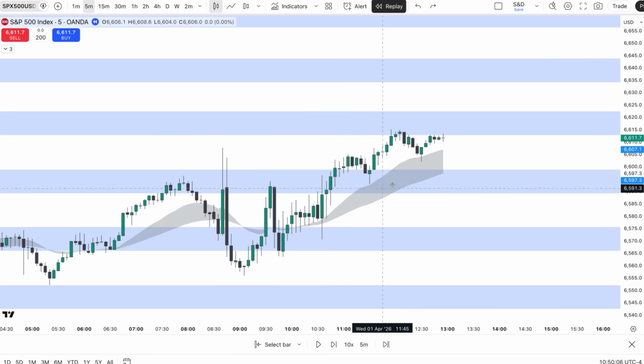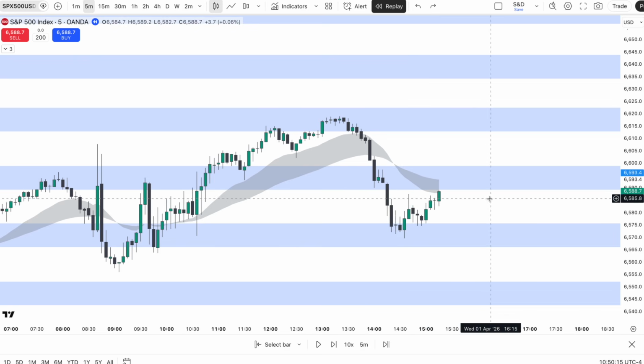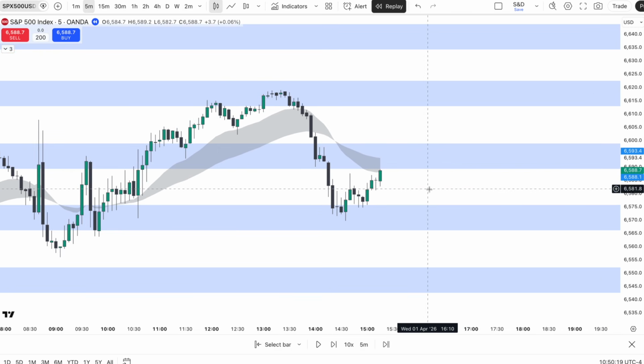But that's essentially the outcome for today's trade, and we did end up having another level-to-level move later on, but it was counter trend, so not an ideal trade to take, although it still could have ended up working. That's how you would have traded Wednesday. Now let's go to Thursday.